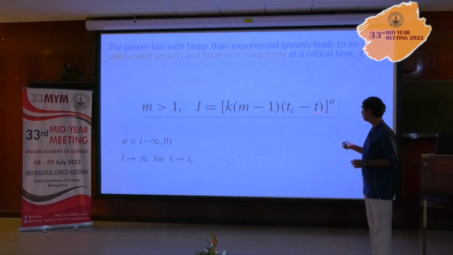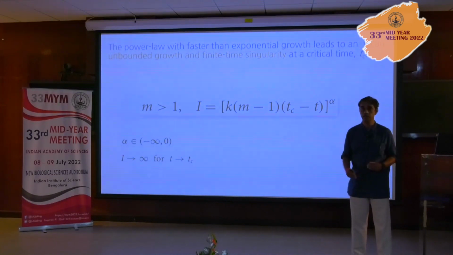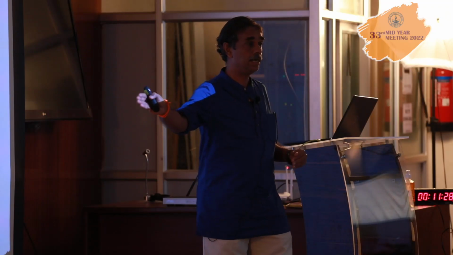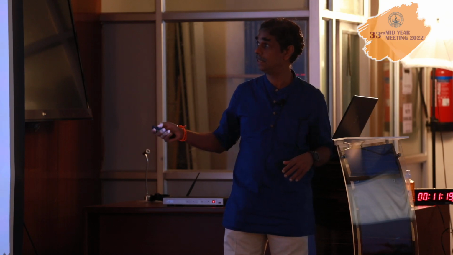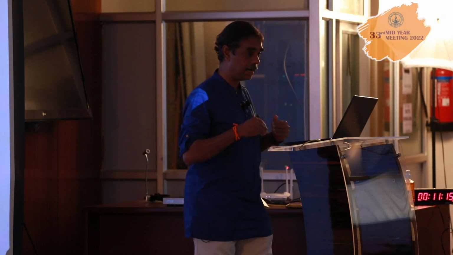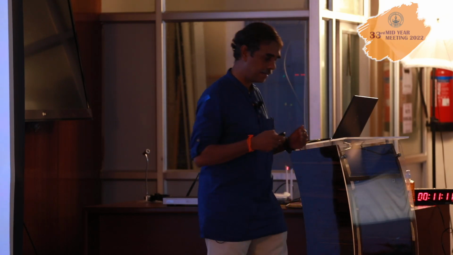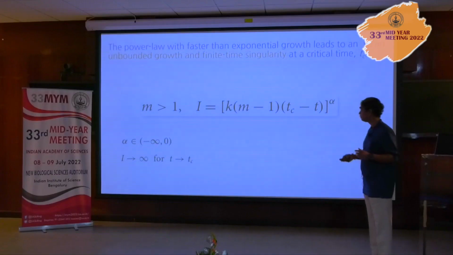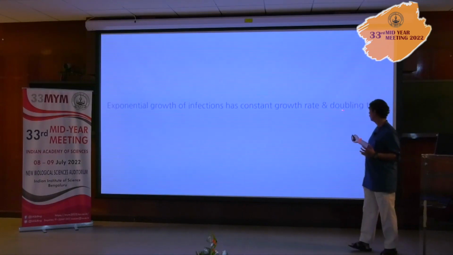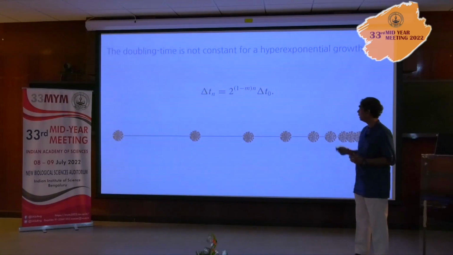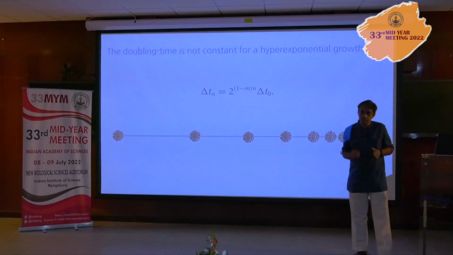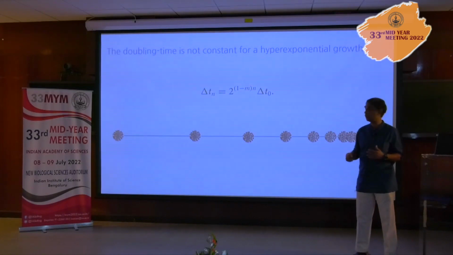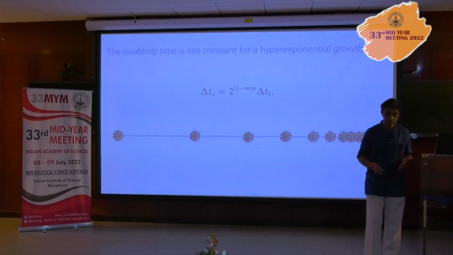Now m greater than 1, that's when you get this power law kind of thing, which can blow up to infinity for a finite critical time. So we don't have to go to infinite time to get infinity. You can get infinity at a finite time, and this is what you mathematicians would call a singularity. So at a t critical, the solution can blow up, and you can get unbounded growth, and this would be called finite time singularity, and where this happens is the critical time. So exponential growth of infection has a constant growth rate and constant doubling time, whereas the doubling time is not constant for hyperexponential growth. The doubling time keeps progressively decreasing, getting smaller and smaller, and eventually you will get infinite number of doublings within a finite time, and then the solution will blow up. So that is the problem with hyperexponential curve, and this leads to a finite time singularity.